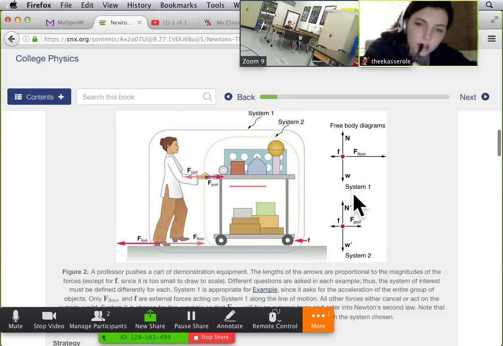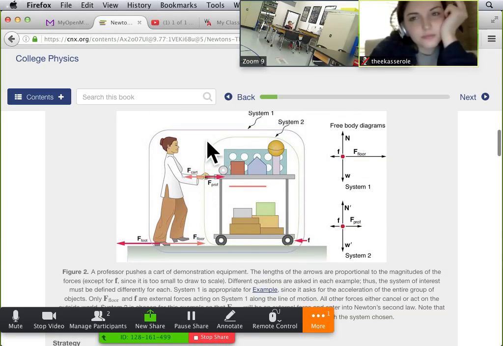System 2 would be just the cart. If the cart is the only part of the system, then what forces act on this system? Well, still friction acts on the system, that's little f here. We still have the weight of the system, although it's not going to include the weight of the professor, so it's going to be a different weight. They're going to call it W prime, for the second weight. And it's going to have a different normal force.